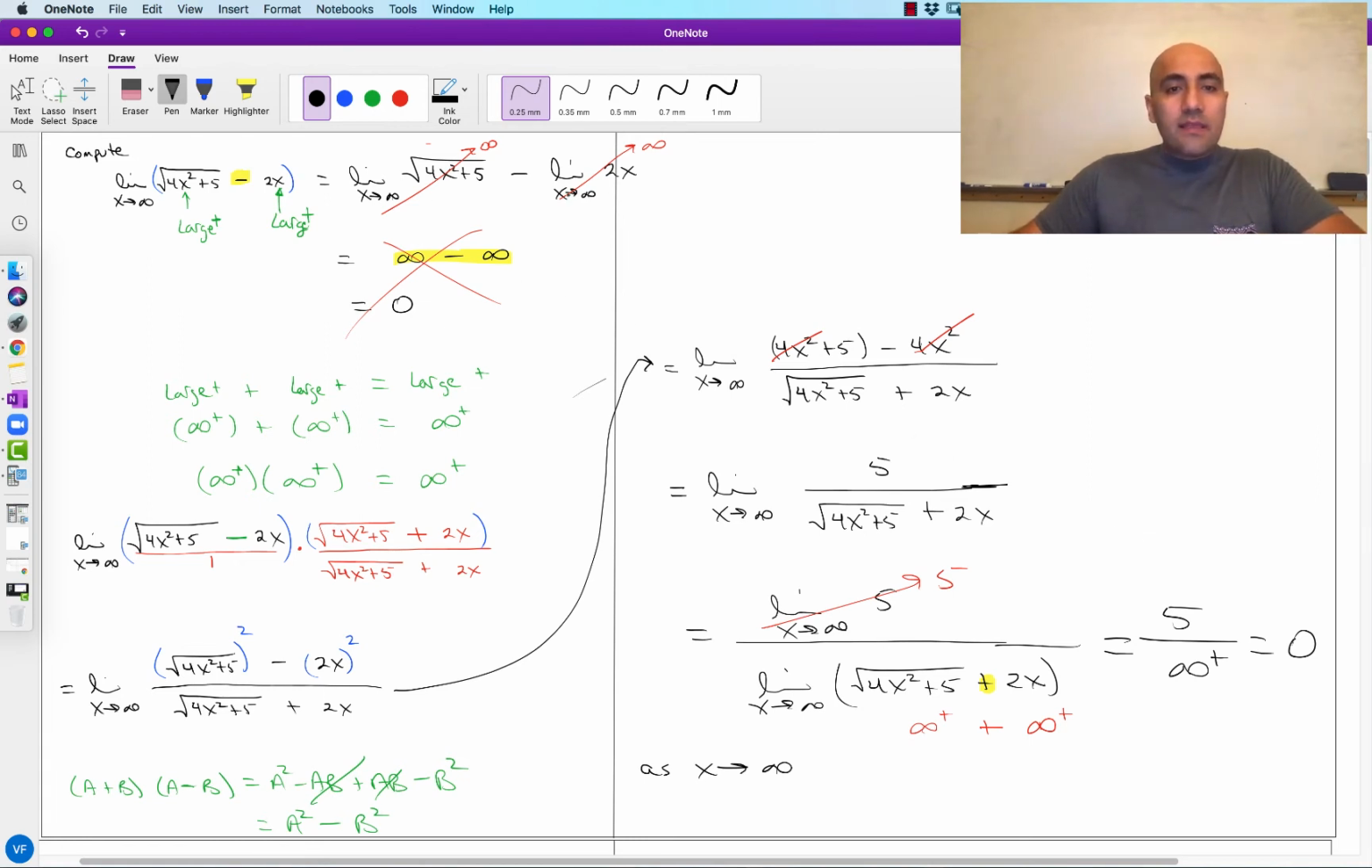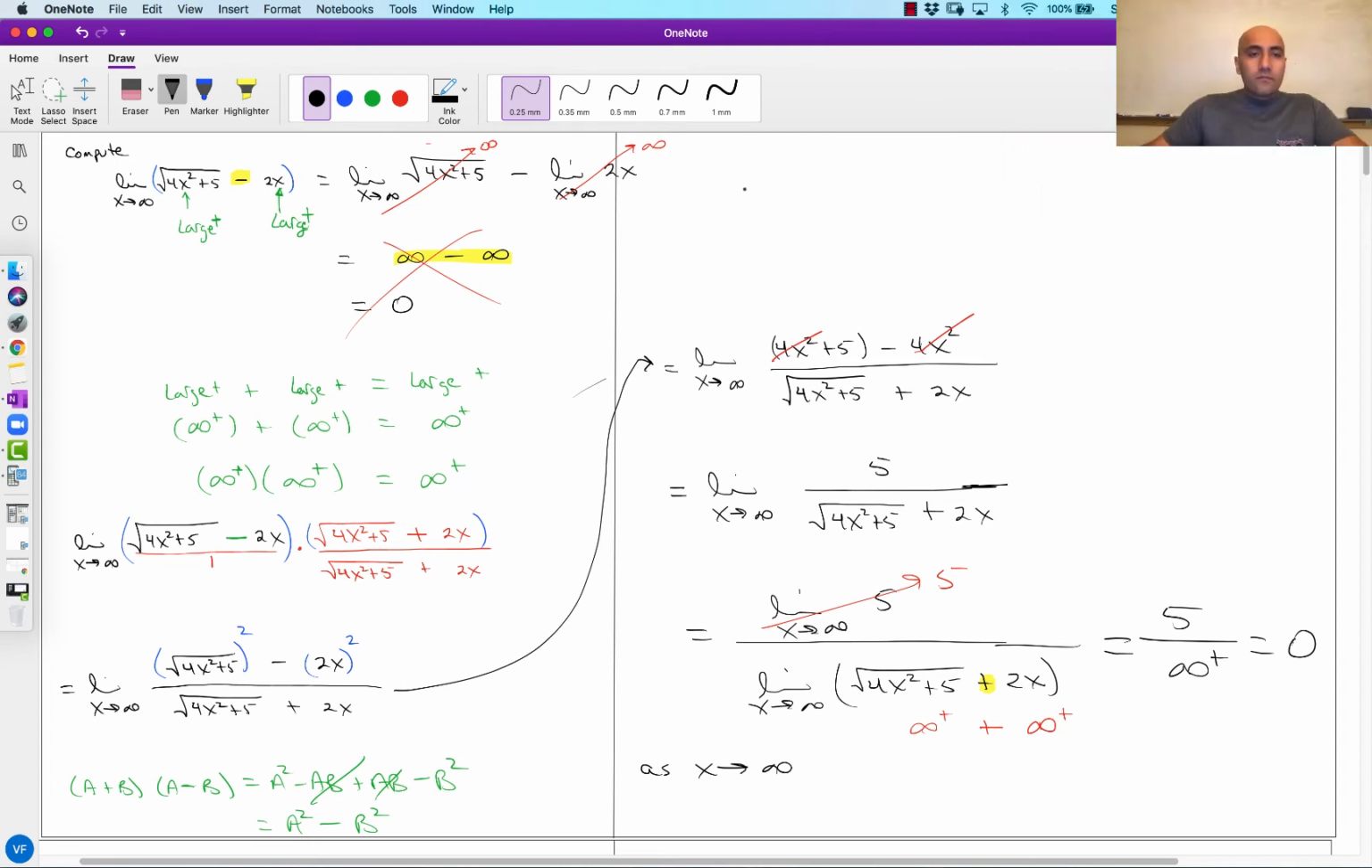When you see something that results in infinity minus infinity, more work is necessary to figure out what the answer is. One of those algebraic tricks that might help you is this one. Think about multiplying it by the conjugate. So just to bring it all together, the limit as x approaches infinity of the square root of 4x squared plus 5 minus 2x equals 0.